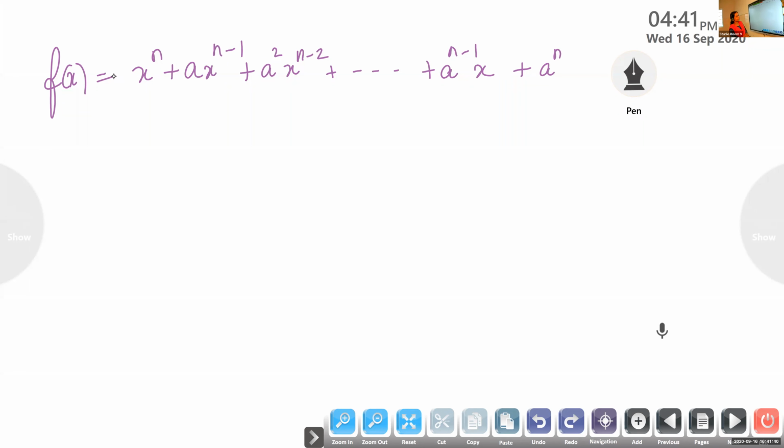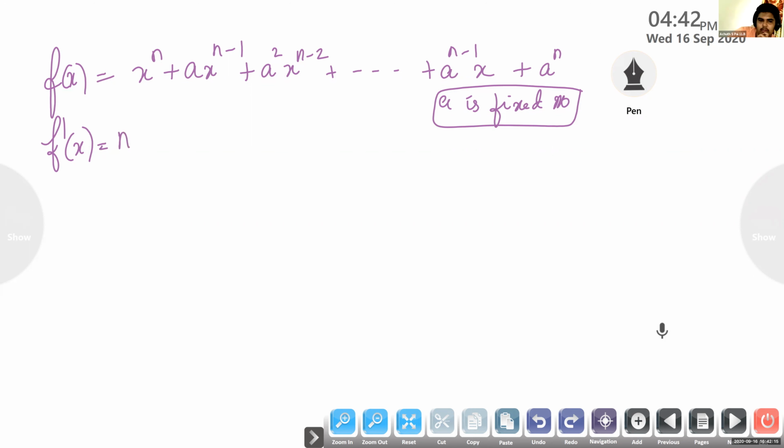Okay, children. So f of x is given. Listen, children, here a is given as a fixed number. It's a fixed number. So that means a is constant. So can you give what is f dash of x here? What is the derivative of x raised to n?